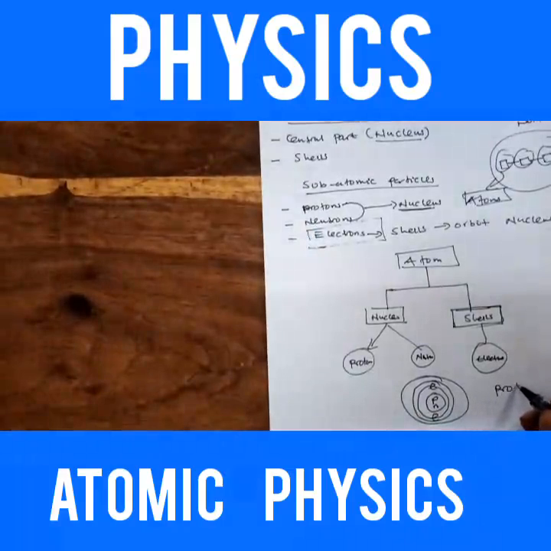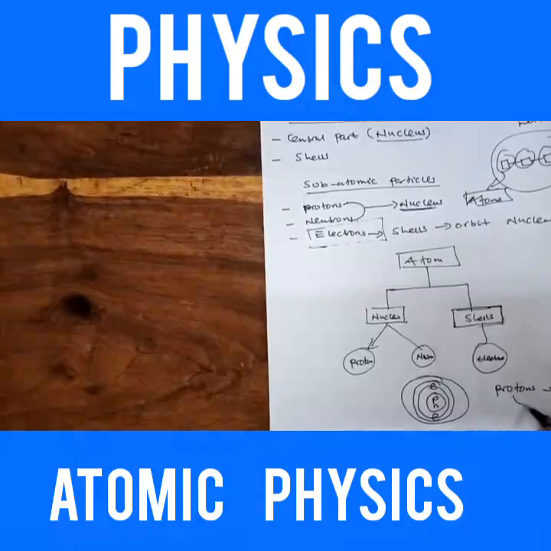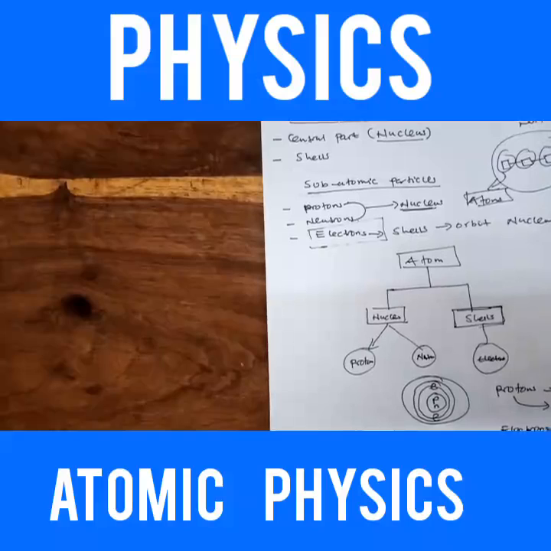So the protons basically have a mass of one unit, and they carry a positive charge. The protons carry a positive charge, and they have a mass of 1. The electrons, these are particles that are found within energy levels. These have a negligible mass. It's close to 0. It's about 1/1,840.